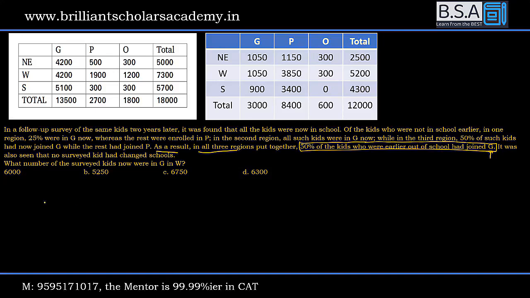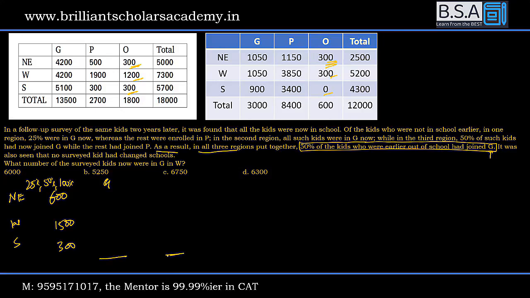Now see, I'm going to apply trial and error. Northeast, west, south. There are 300 students out, 300 students out. So 600 students are outside the school. There are 1200 and there are 300. 1500 students are outside the school and there are 300 students outside the school. In one of these, I will give 25%. In one of these, I will give 50%. In one of these, I will give 100% to G.